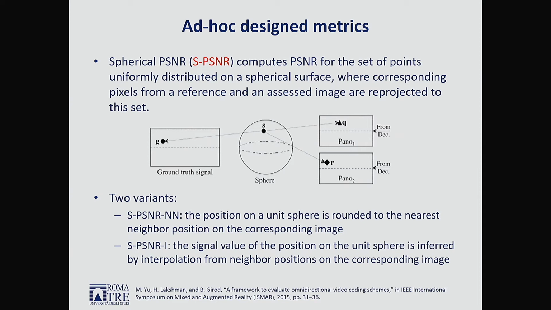The first one is the Spherical PSNR, which is based on a conversion from equirectangular to spherical representation, and then back to equirectangular. The error computed between this representation and the equirectangular one is considered as an evaluation of the quality. It's actually a modified PSNR that is used. There are 2 different versions of this metric, and they basically depend on how the mapping from the spherical to equirectangular shape is done, whether it is using the nearest neighbor approximation or interpolation.